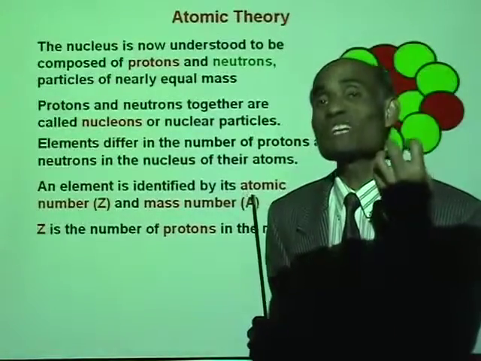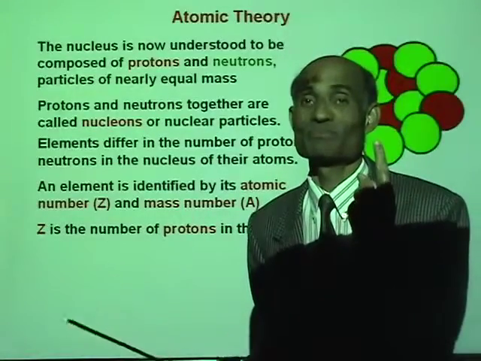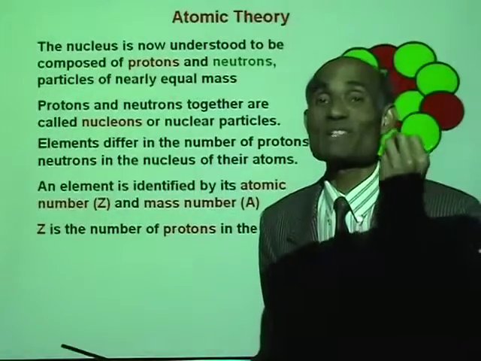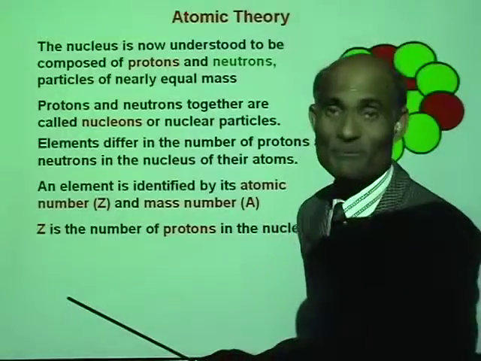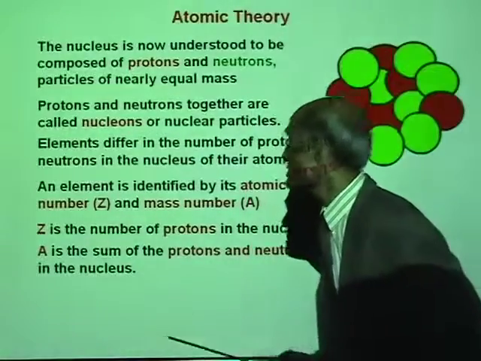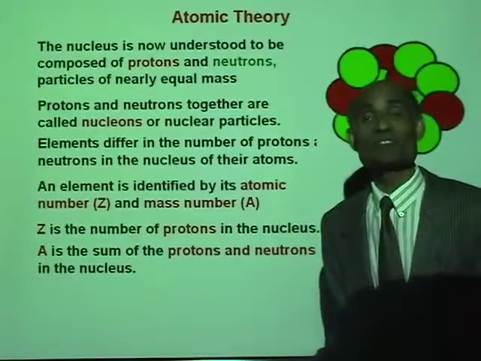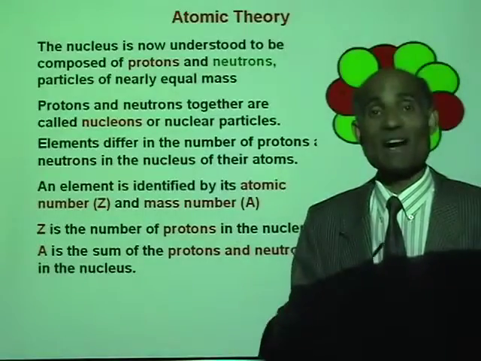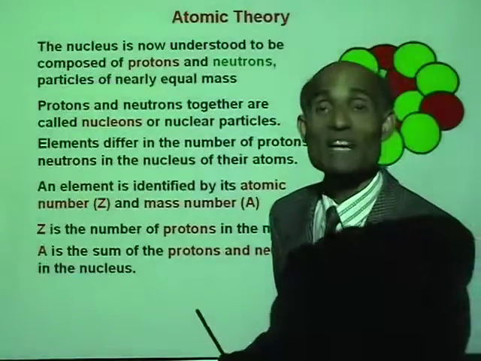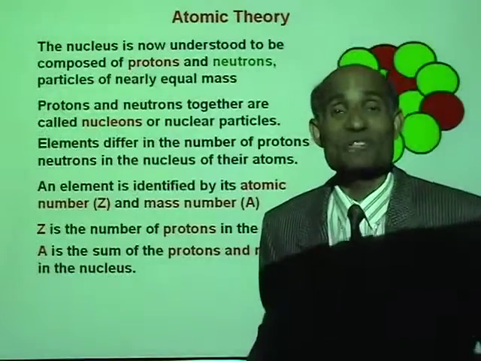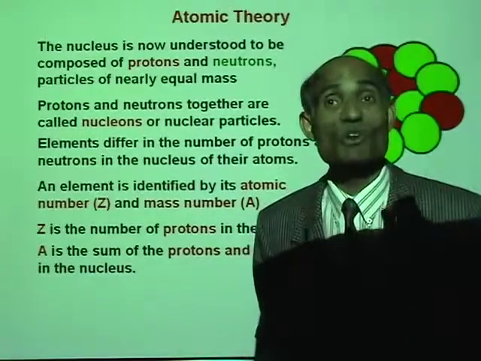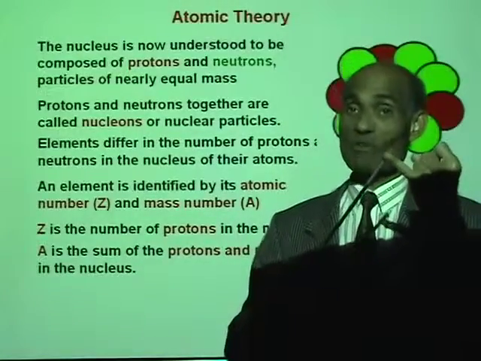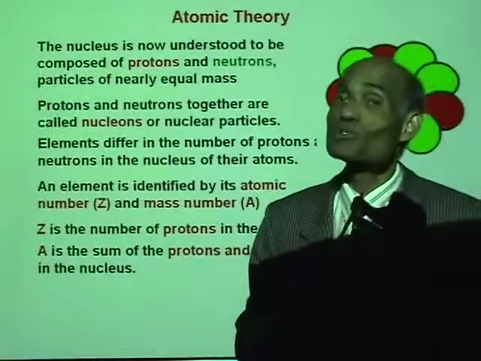So tell me, what is the atomic number of hydrogen? Hydrogen has one proton in the nucleus, therefore its atomic number is 1. Alright. A is the sum of the protons and neutrons. Mass number is the sum of the protons and neutrons. Tell me in that case, what is the mass number of hydrogen? The mass number of hydrogen also is 1 because it has no neutrons. The atomic number also is 1.